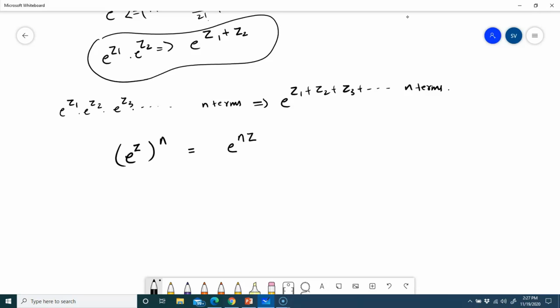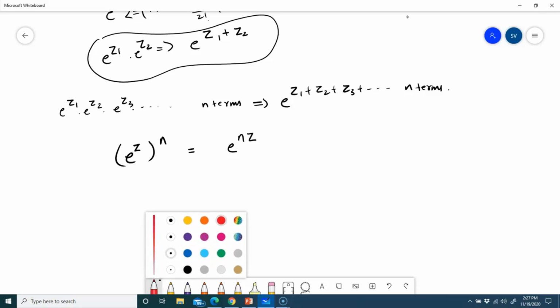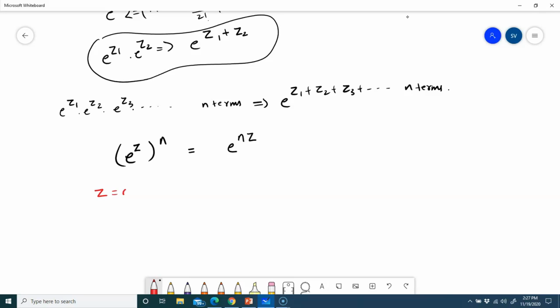Okay, I'm actually not stopping here. My video is continuing like this. If z equal to i theta, let us assume z equal to i theta. Okay, so what will happen? So then this equation will be e raised to i theta to the power n is equal to e raised to n into i theta. That means e raised to i n theta. Oh, okay.